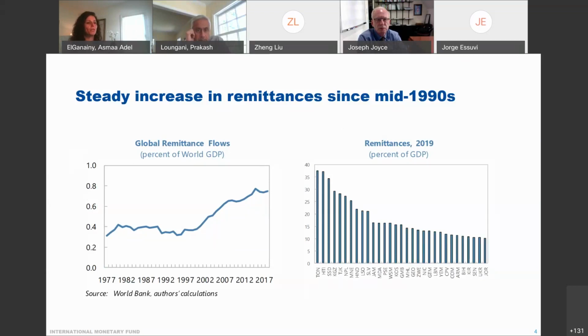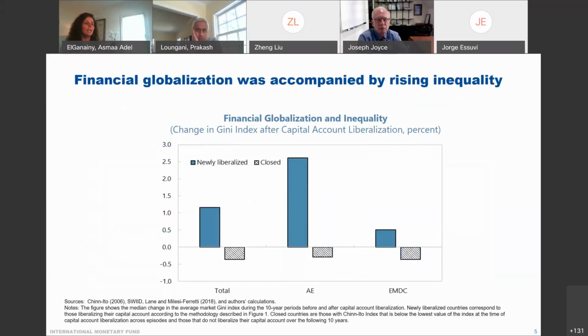Next slide, please. So this chart shows an experiment that compares the evolution of inequality in open versus closed economies, essentially showing the change in the average market Gini index in the 10 years before and the 10 years after capital account liberalization, and compares that to countries that remained closed. We find that the increase in financial globalization, and in particular in the wake of capital account liberalization episodes, has been accompanied by rising within-country income inequality, and this result holds across different country groups.